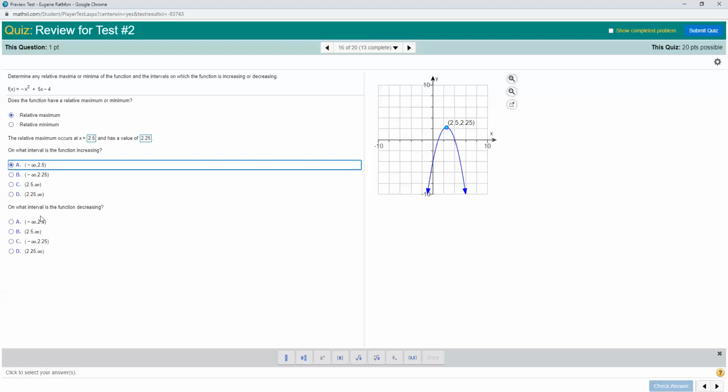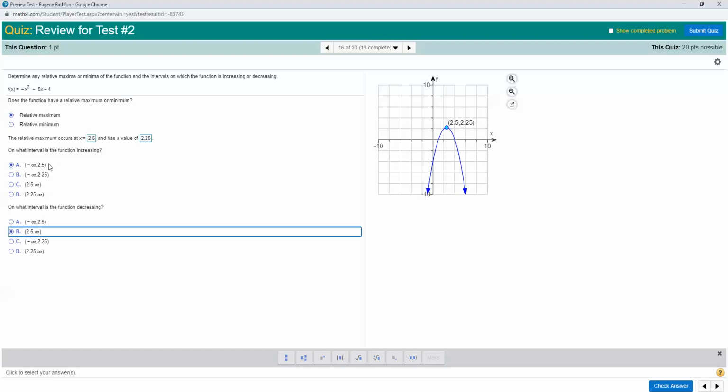So it says what interval is it decreasing? And you got to remember one thing when you're doing the increasing and decreasing in constant intervals. You're only looking at x values, okay? The only time you do a y value is if they're asking for the minimum or maximum value. So now, the x value that this starts decreasing is that 2.5, and it's decreasing as you cruise out towards infinity. So we need 2.5 to infinity.